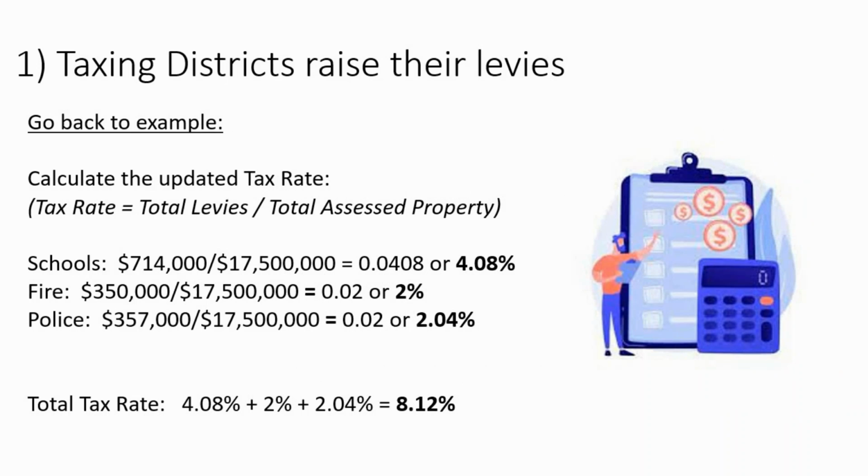So now let's calculate the updated tax rate. So now for schools, 714 grand divided by 17.5 million goes up to 4.08%. For fire, 350 grand divided by 17.5 million, it stays the same, 2%. But police, 357,000 divided by 17.5 million, 0.0204 or 2.04%. So now the total tax rate goes up to 8.12%.